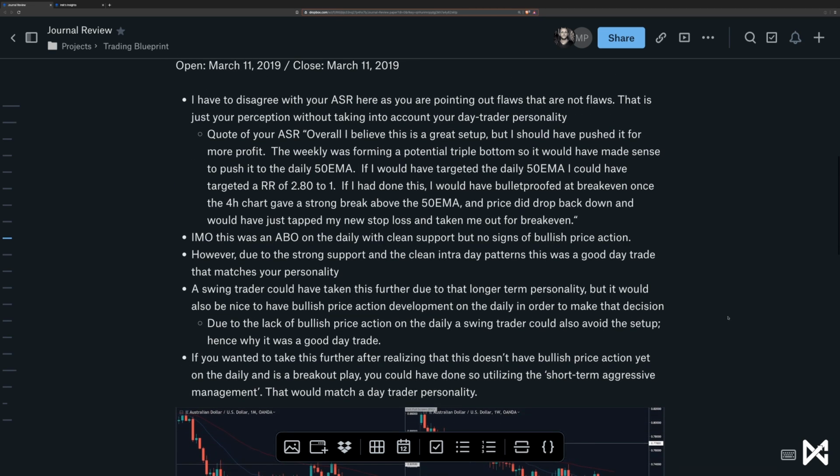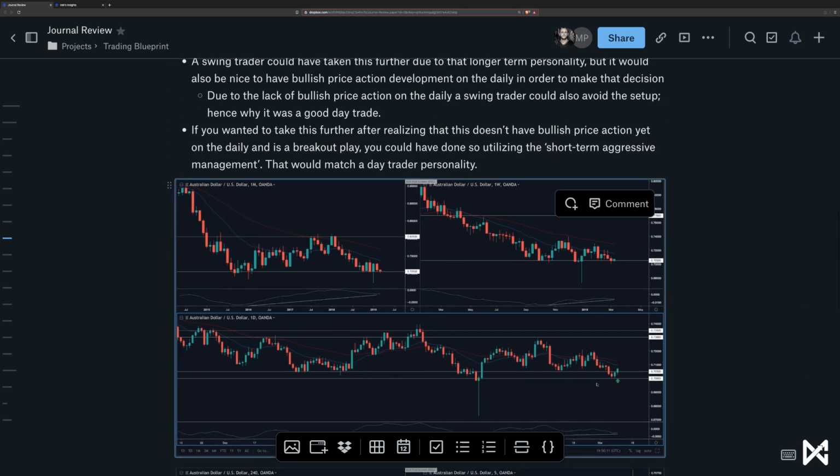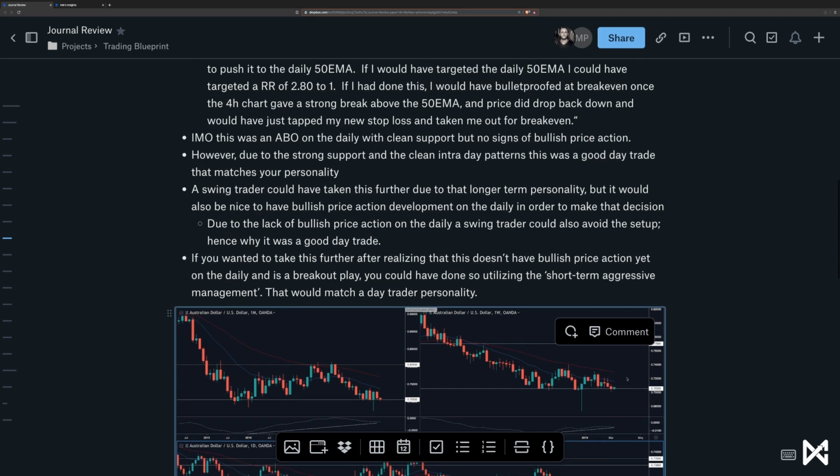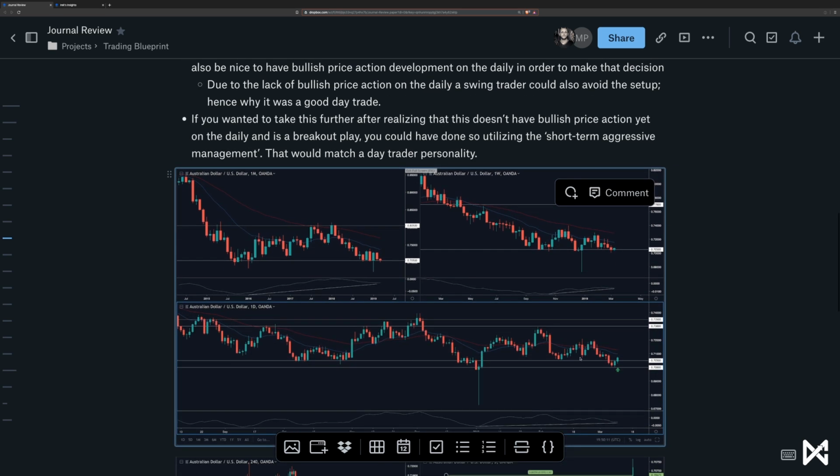Let's continue further. In my opinion, this was an ABO on the daily with a clean support, but no signs of bullish price action. So it's kind of an advanced breakout, not much of a pattern, but I said no signs of bullish price action, right? So it's kind of an IBO, but no signs of bullish price action on a daily chart.